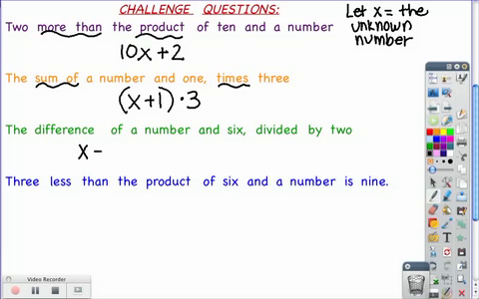3 less than the product of 6 and a number is 9. Less than, in this case, is subtraction with the change in order. The product of 6 and a number, and is, those are our buzzwords. So I'm starting with the product of 6 and a number, so I'm consistent with order of operations. I'm taking 3 less than that. Notice how I changed the order because of less than. And the answer is 9.